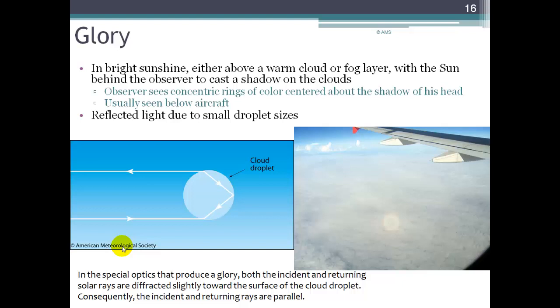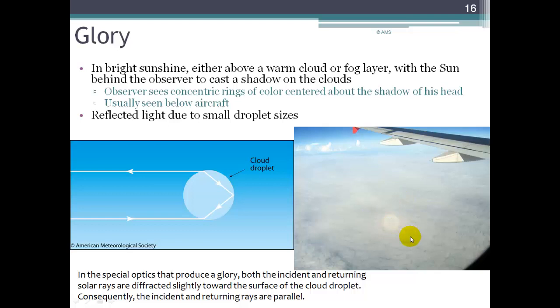And what happens, it's basically like a rainbow, but you're just seeing it in the clouds. So you see the picture here, there's concentric rings of color around the shadow. So this would be the plane's shadow right inside there. And it just refracts and reflects the light just like we saw with the rainbow. So same thing going on here. The light comes in and it gets reflected off the back and refracted as it's coming in and going out. And it produces a glory down on the underlying clouds.